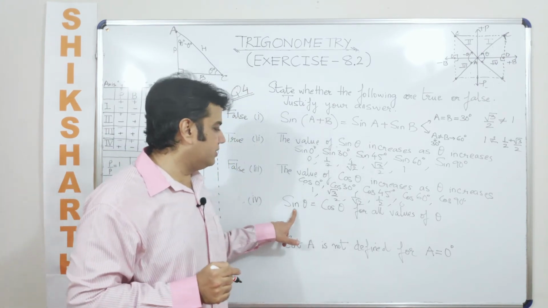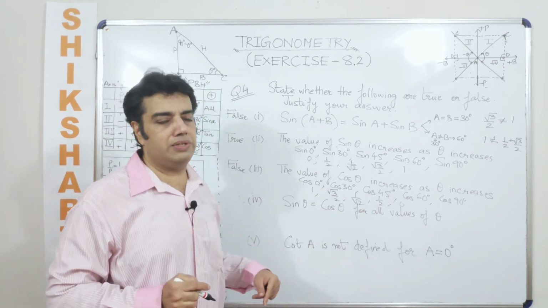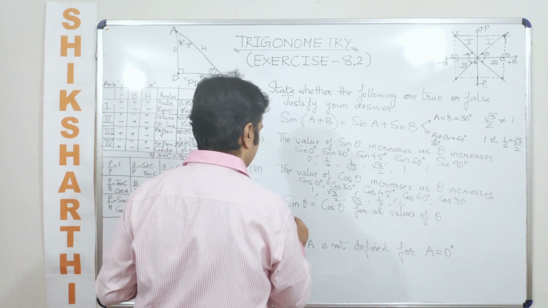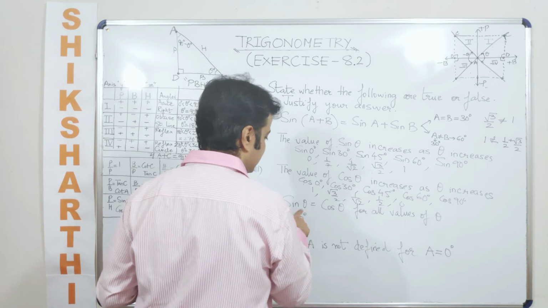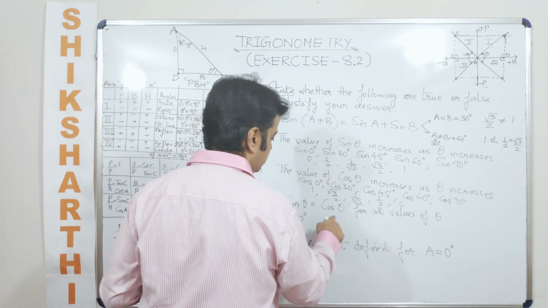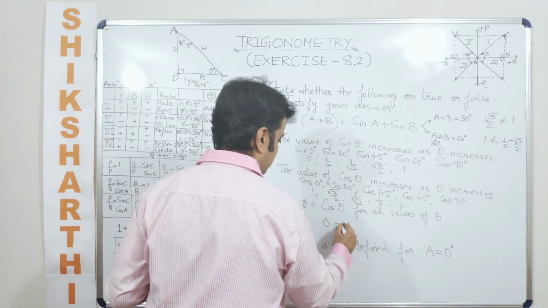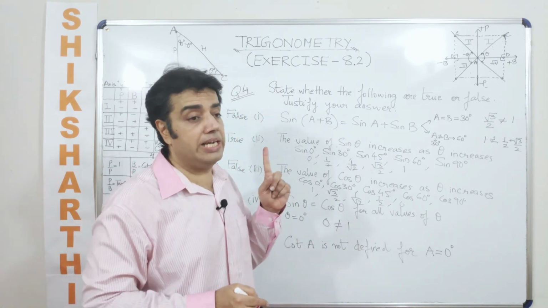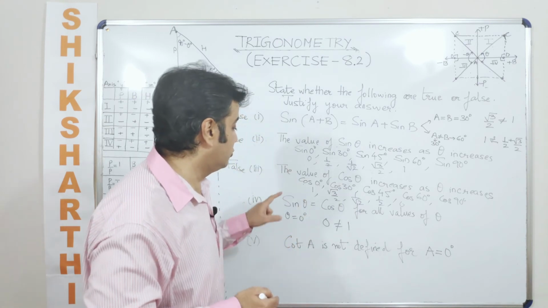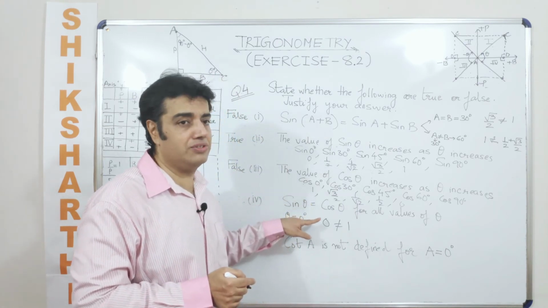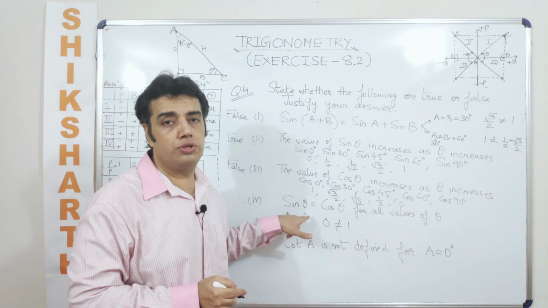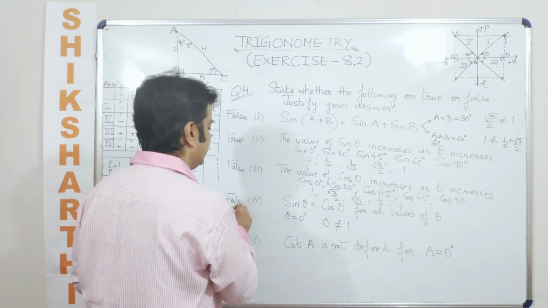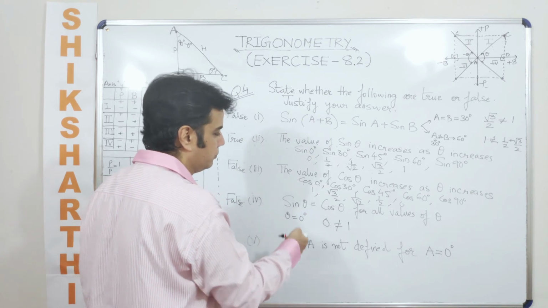Next question. It says sin theta is equal to cos theta for all values of theta. Just take one value. For example, if I take the value of theta as 0 degrees, sin 0 is how much? 0. And cos 0 degrees is how much? 1. Now 0 is not equal to 1. You get one example as we talked about. If you take one value and that value does not satisfy the given statement, that means the statement is not true. It is false. You can take other values also. You could have taken theta equal to 90 degrees.